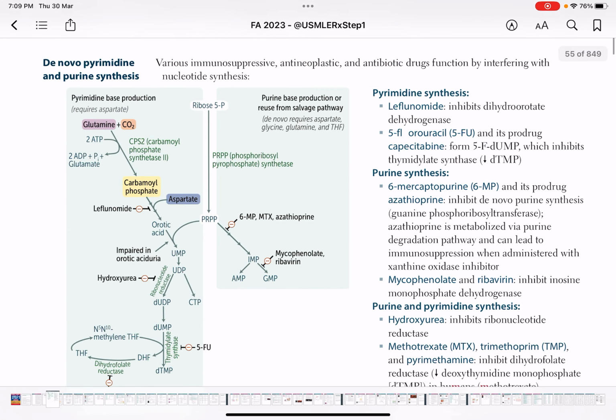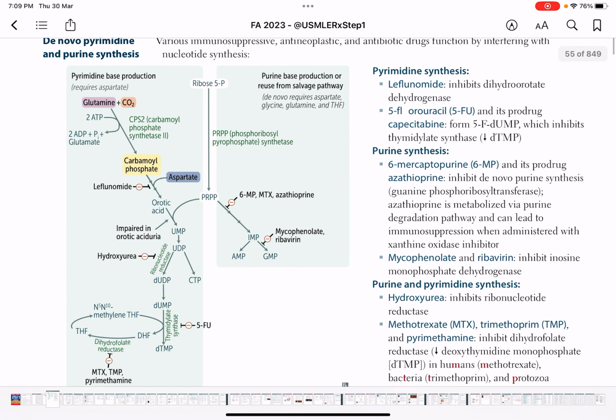And now we will also look at the structure, the pathway of purine and pyrimidine base production. It all starts with ribose 5-phosphate, which is converted by PRPP synthetase to PRPP. In the purine synthesis pathway, that PRPP is converted to IMP, and that IMP later on to AMP and GMP. Whereas the pyrimidine base production pathway requires aspartate, glutamine, and carbon dioxide, which by the action of CPS2, carbamoyl phosphate synthetase 2, are converted to carbamoyl phosphate.